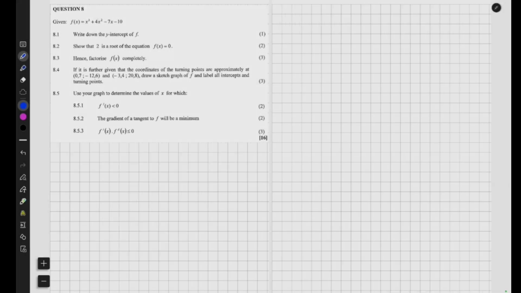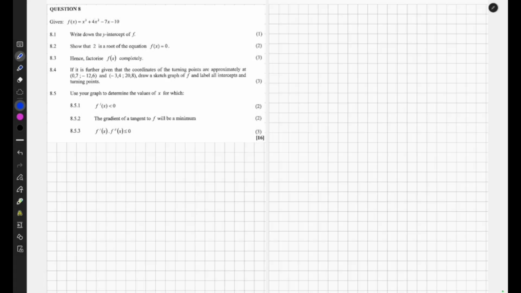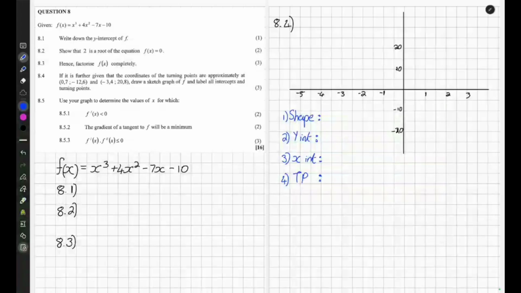The second question of calculus would normally have to do with functions. So you're either going to sketch a graph or they are going to give you a graph, and you need to interpret it. Question 8. So they give me f(x) is equal to x cubed plus 4x squared minus 7x minus 10. Write down the y-intercept of f. Now, very easy. Y-intercept, as always, as from grade 9. Make x equal to 0. If all my x's are 0, the only thing that remains is that y is equal to minus 10.